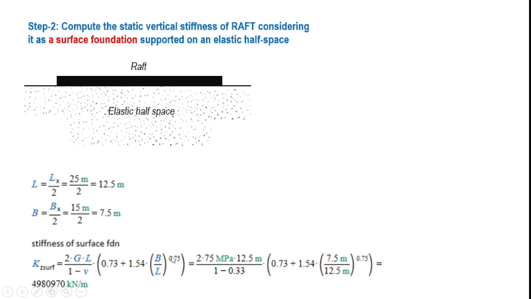So substituting the input values, we obtain the static vertical stiffness of the surface foundation as 49,80,970 kilonewton per meter. Please remember that this is the static vertical stiffness of the surface foundation that is supported over an elastic half base. So we started with step 2. Now let us proceed to step 3.